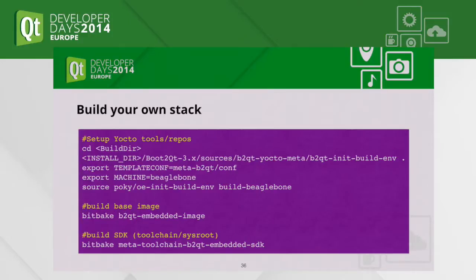And then once you've set that, it's just a matter of running this open embedded init build environment, and then the build folder, in this case build BeagleBone, and it will set up the entire environment that you need to run the next two lines, which is the bitbake. You run the bitbake utility. First off, you build the boot to Qt embedded image. That builds the distro, builds the image that you would flash to the device, and then it builds the SDK, which will contain the actual toolchain and sysroot.